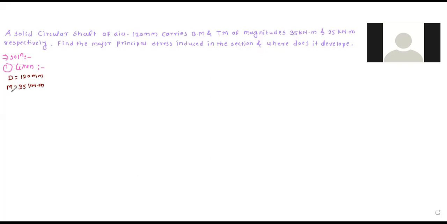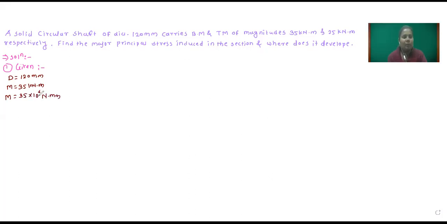So anyone please tell me how to convert kilonewton meter? 35 into 10 to the power 6. Okay, good, 35 into 10 to the power 6 Newton mm. 10 raised to 3 for kilonewton to Newton and 10 raised to 3 for meter to mm. After that the next parameter is twisting moment, T, which is equal to 25 kilonewton meter. So again we have to convert: T is equal to 25 into 10 raised to 6 Newton mm. Okay, so that much parameters are given.